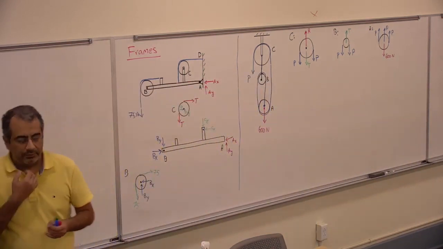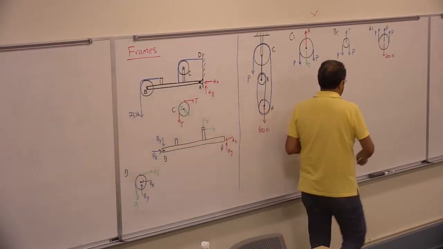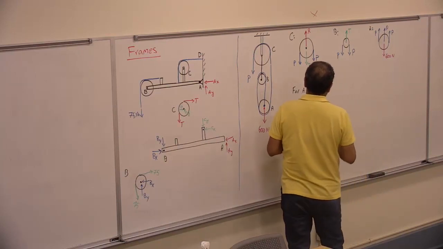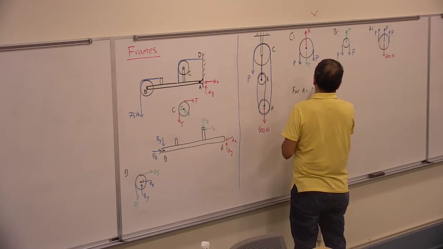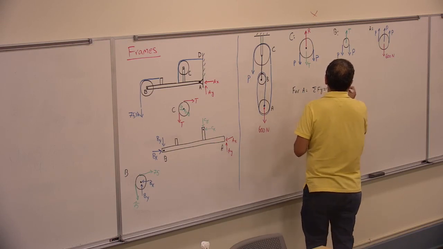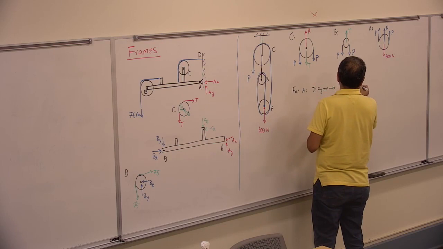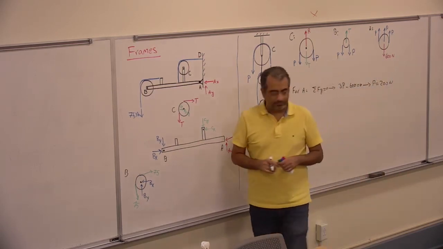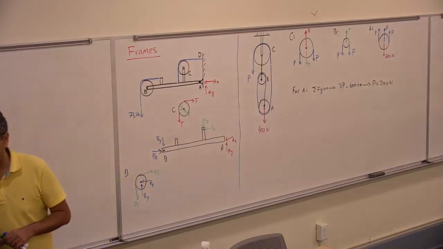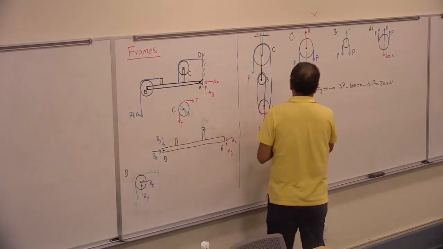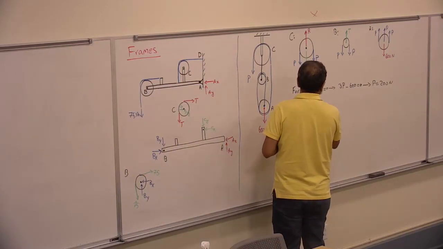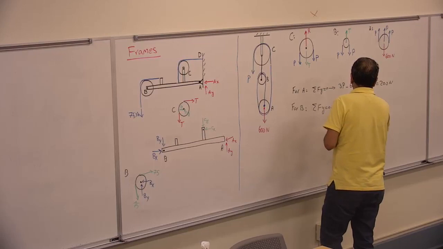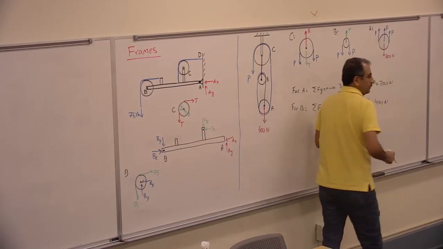Now I can start from A. For A, I can go ahead and say sigma Fy is 0, so 3P minus 600 is 0, therefore P is 200 newtons. Then I can write for B and say again sigma Fy is 0, so T minus 2P is 0, then T would be 400 newtons.